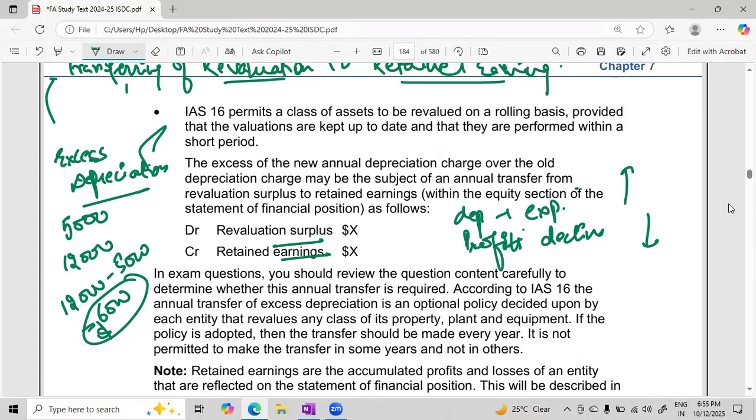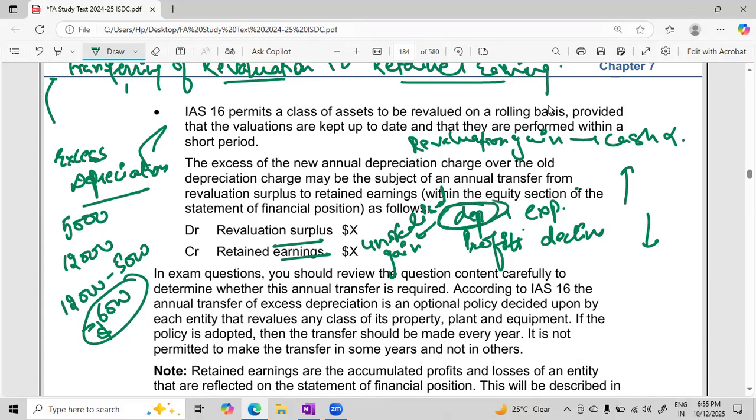So now, don't you think that this depreciation is arising because of some unrealized gain? We have revalued the asset. That revaluation gain is unrealized because we are not getting any cash in our hand because of revaluing our asset. So the depreciation which we are charging on the asset is because of an unrealized gain. So we are just unnecessarily reducing our profits, which is leading to understatement of profits in our statement of profit and loss. So, in order to prevent this understatement, what we do is we make a transfer from revaluation surplus to retained earnings.